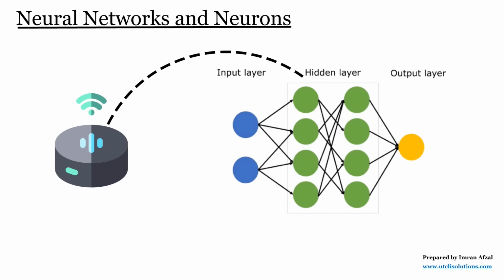So, this is a simple explanation of how neural networks and neurons work.